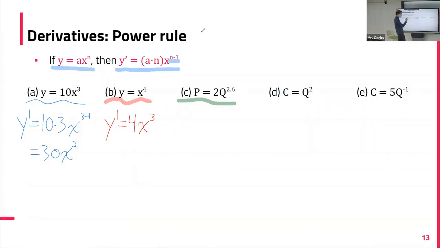What's the next one? Okay, tell me the left side first. So p prime. Okay, 5.2 q to the 1.6 there. So it's not y and it's not x. That doesn't matter. The p is the one that's separate, so we treat that like our y. q is the other one, so we treat that like our x. So it doesn't matter what the letters are. All right, two more here.